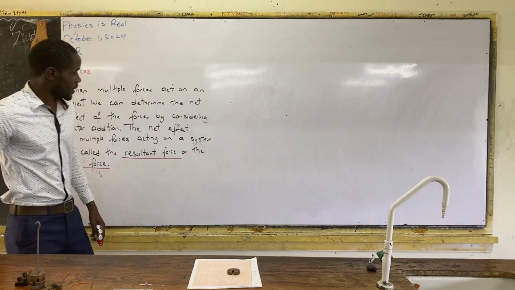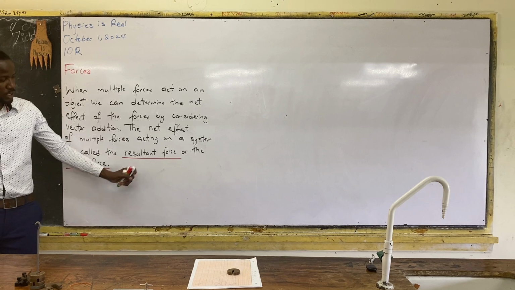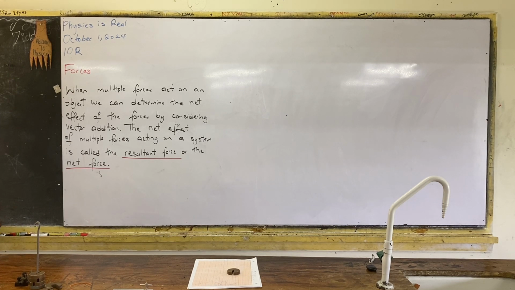All right? Net effect of multiple forces acting on a system is called the resultant force or the net force. And you will also see in some textbooks they might say, the unbalanced force. But for our purposes, we're going to use the terms resultant force or the net force. And we're going to sketch a little diagram to see if we can illustrate this right here.